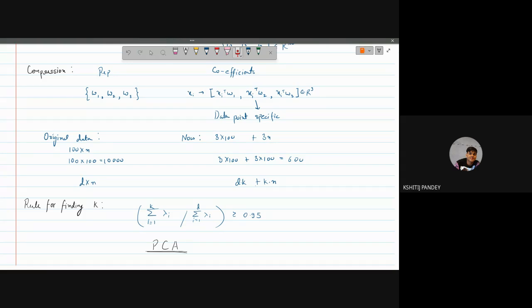And you don't have to remember this formula, right? This is very logical. Okay, is this clear? Is the compression part clear? Where is compression happening?